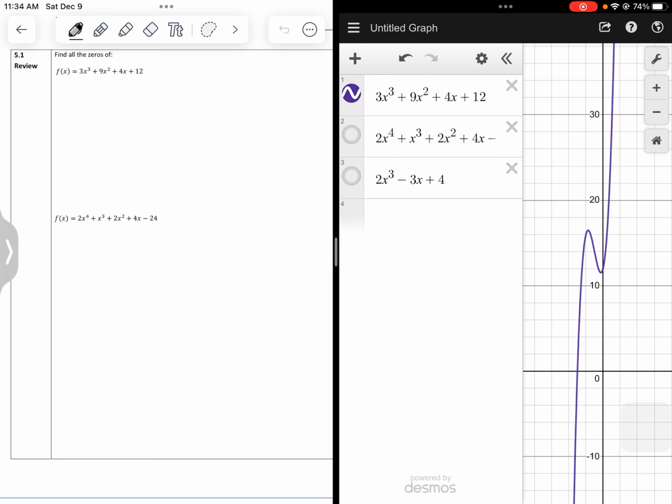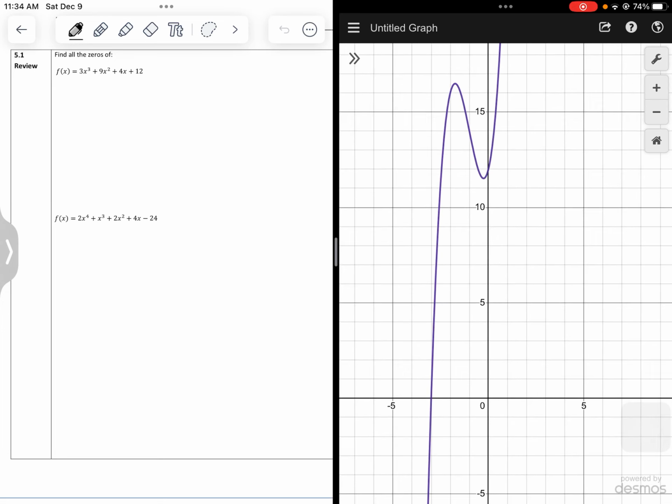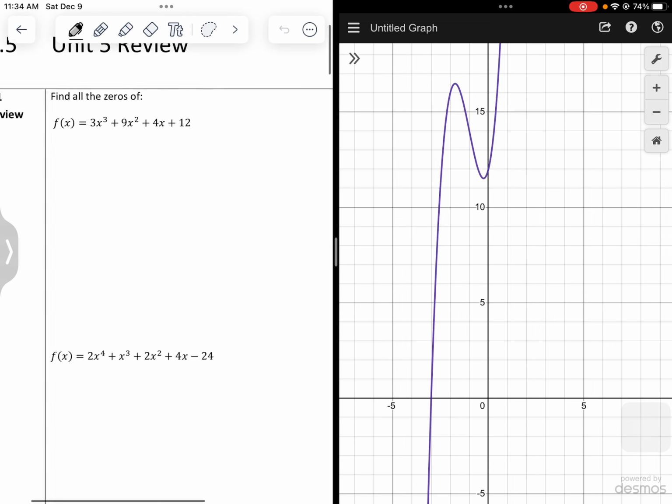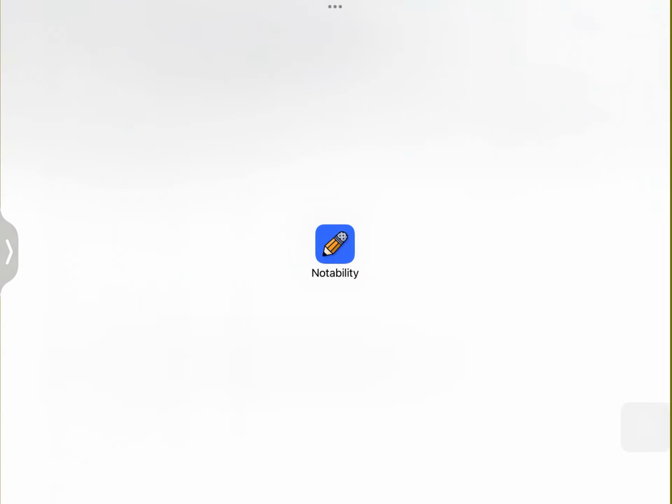So you can see I have 3x cubed, 9x squared plus 4x plus 12, and I'm looking at this function. I see it crosses the x-axis one time, which means I'm going to have one real root. This is a cubic function, so there's going to be 3 roots total. I have one x-intercept, so I have one real root. That means my other 2 roots are going to be imaginary. So I know that based off my graph, x equals -3.